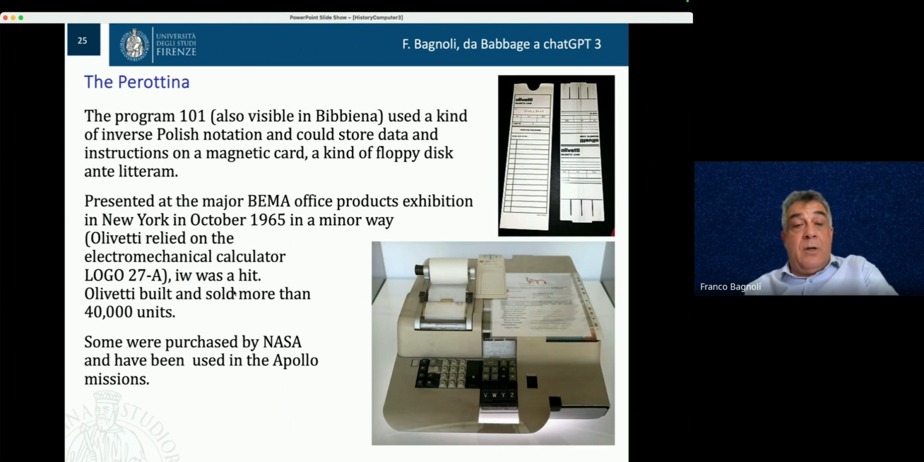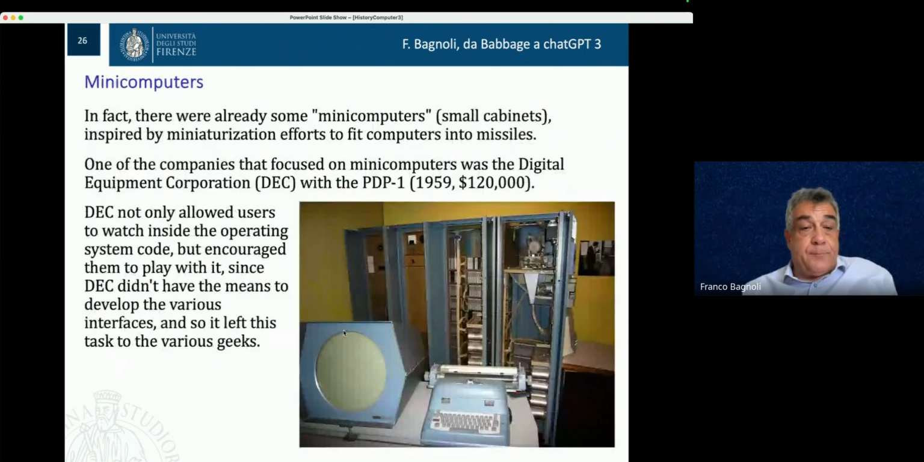And actually, it was used by NASA for some part of the Apollo mission, and as you can see here, more than 40,000 units have been sold. Okay, so this was the end of the Italian contribution to this world.